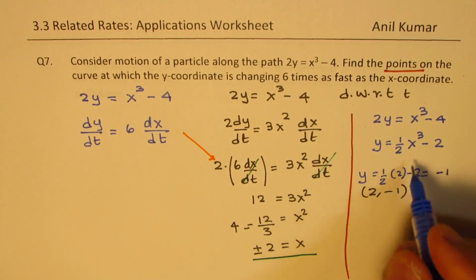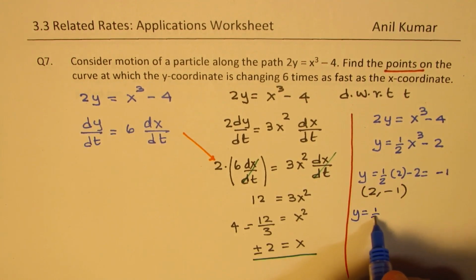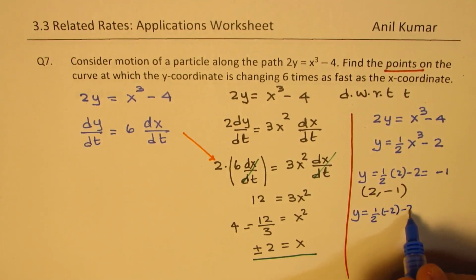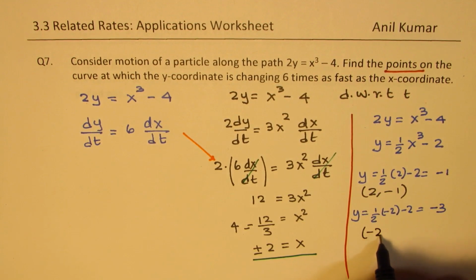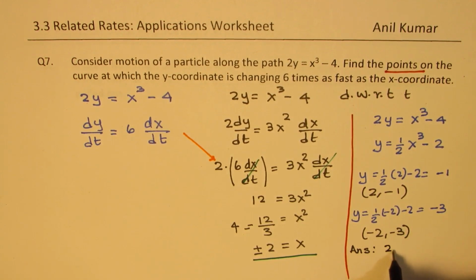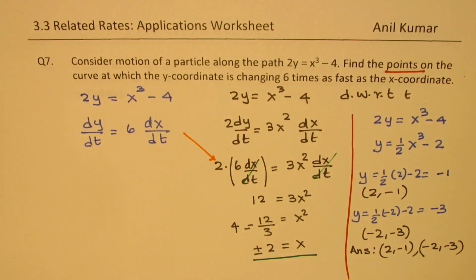And now we'll substitute minus 2. So y equals half of minus 2 cubed, right? So that is minus 4, minus 1, that gives me minus 3. So the other point here is minus 2, minus 3. Is that clear to you? So we can now write down our answer that the 2 points are (2, minus 1) and (minus 2, minus 3). Is that clear to you? So that is how you can solve this question. I hope you find it interesting and useful.